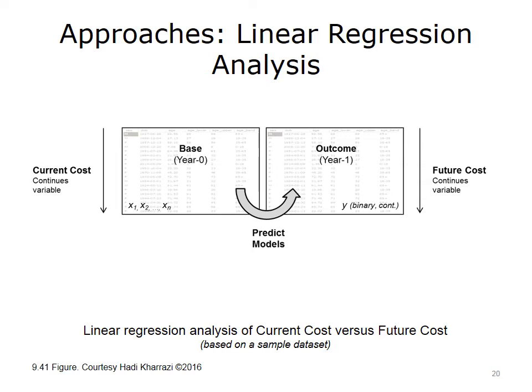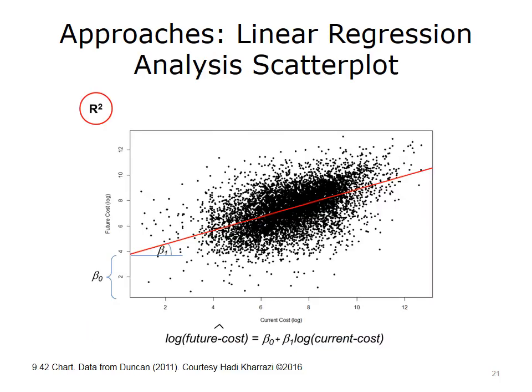Remember that both of these costs are continuous variables, and log transformations make them somehow normally distributed. Thus, a linear regression can be the model of choice to explore the effect of current cost on future cost. This scatterplot shows the relationship of current cost of a selected population against the future cost of the same population. These cost variables are already log transformed.